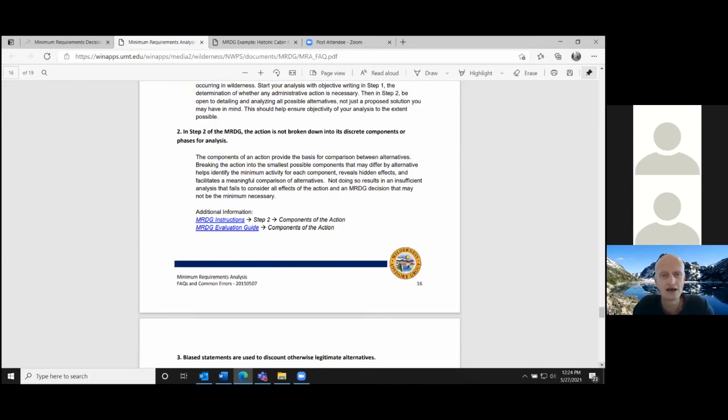All right, action is not broken down into its discrete components. When we go through this case study I have, that'll be a little clearer, but you want to analyze each part of the action. So getting the crew into wilderness, getting supplies into wilderness, doing the actual work, and getting crew and supplies out of wilderness are your very basic components you want to address. Each of those components may have a specific effect on wilderness character that you want to be able to look at.